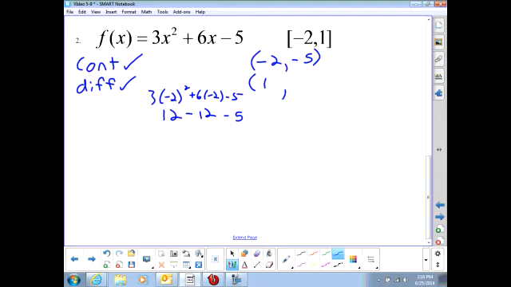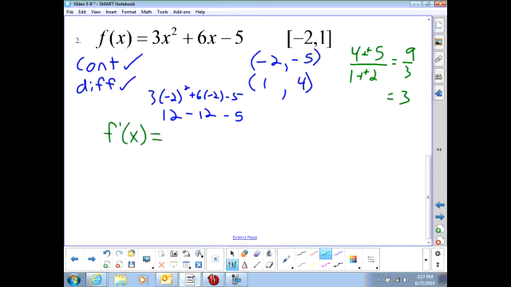When we plug in 1, it's a little easier. We'll just have 3 plus 6, which is 9. 9 minus 5, which is 4. Finding the slope between those endpoints, we'll have 4 minus the negative 5 over 1 minus the negative 2. That'll become 9 over 3, so we just get a slope of 3. We'll come back over here and take the derivative, which will be 6x plus 6. And again, remember when you're doing mean value theorem, you set the derivative equal to the slope between the endpoints.